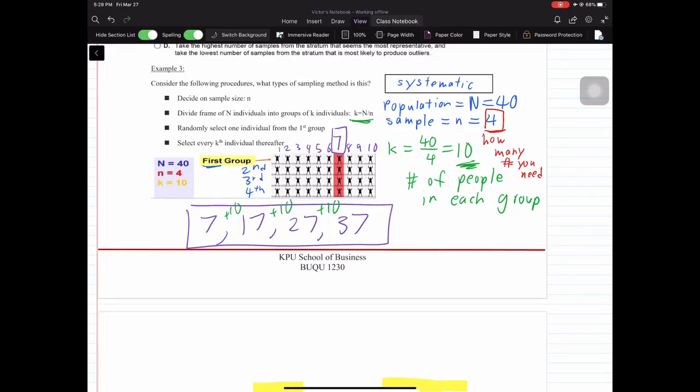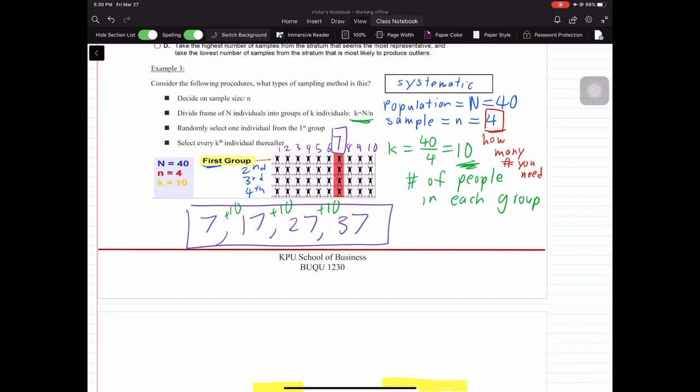Given the population is 40, we decide on the sample size that we want. In this case, our sample size is 4. We decide that we want 4 samples, and small n is your sample size. So small n equals 4. Once we have the population and the sample size, we divide to get the k. k represents the number of people in each group. So k equals 40 divided by 4, population divided by sample. So we have k equals 10. That means in each group, there are 10 people.